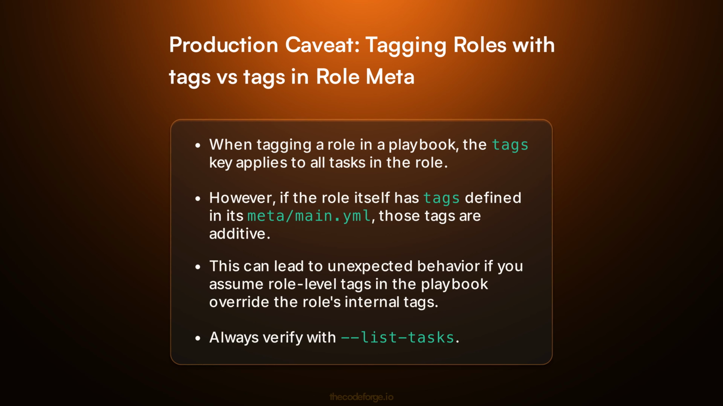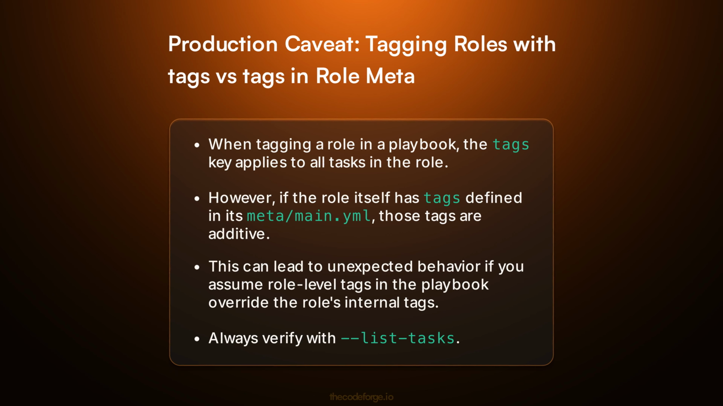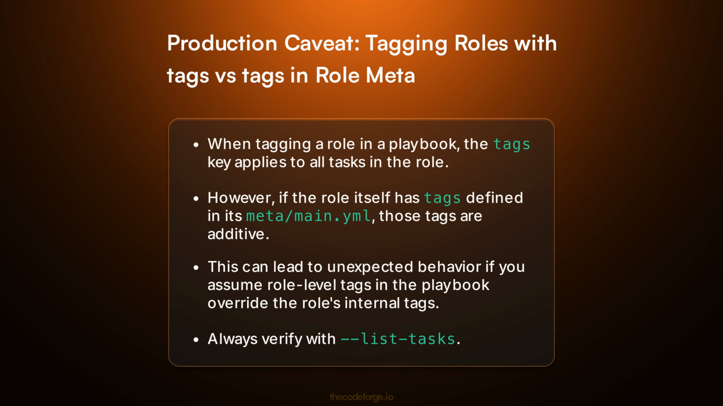When tagging a role in a playbook, the tags key applies to all tasks in the role. However, if the role itself has tags defined in its meta/main.yml, those tags are additive. This can lead to unexpected behavior if you assume role-level tags in the playbook override the role's internal tags. Always verify with --list-tasks.